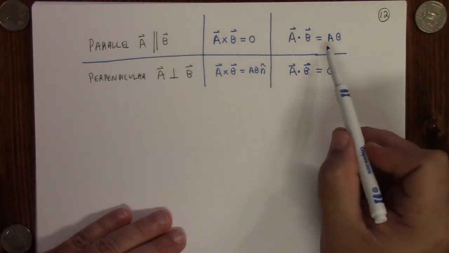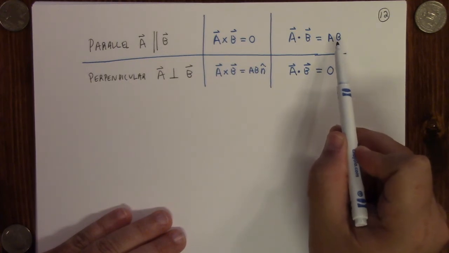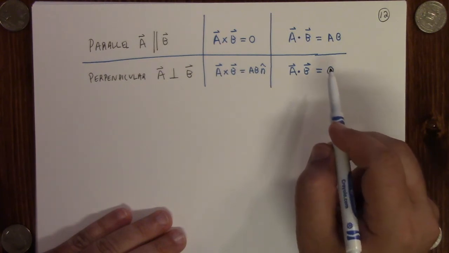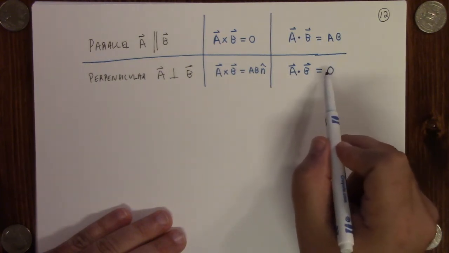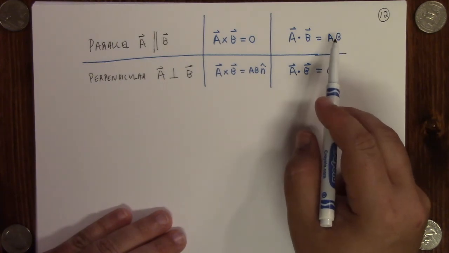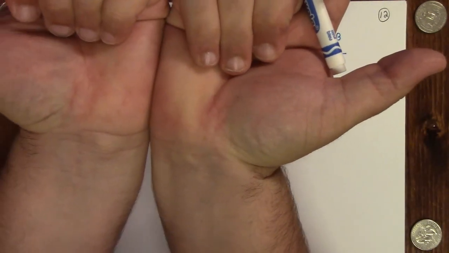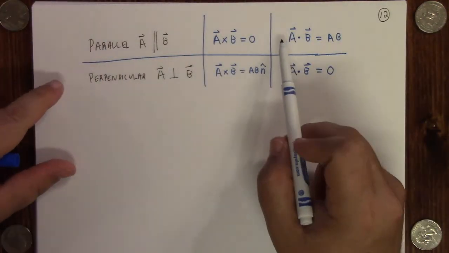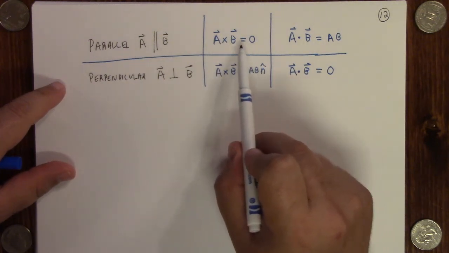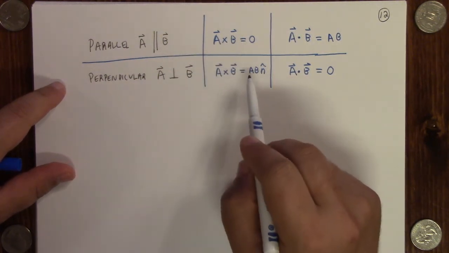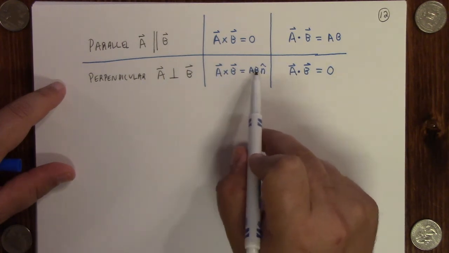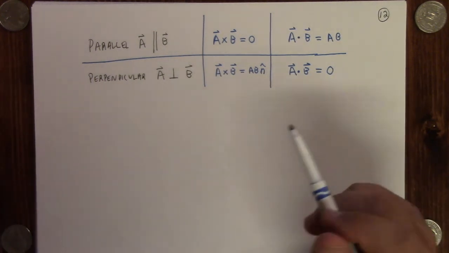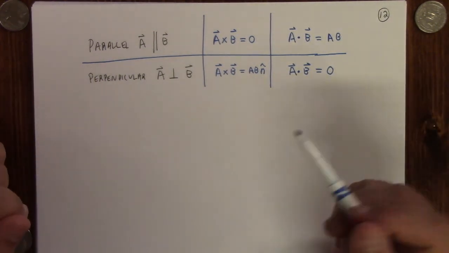So the bigger the dot product is, the more parallel they are. The dot product being 0 means they're perpendicular. If the dot product is equal to minus AB, that means they're pointing in opposite directions. They'd still be collinear, but anti-parallel. And vice versa for the cross product: if it's 0, they're parallel, whereas if the cross product is as big as it can be, they're perpendicular. Bigger cross product, more perpendicular. Smaller cross product, less perpendicular. And vice versa for the dot product.